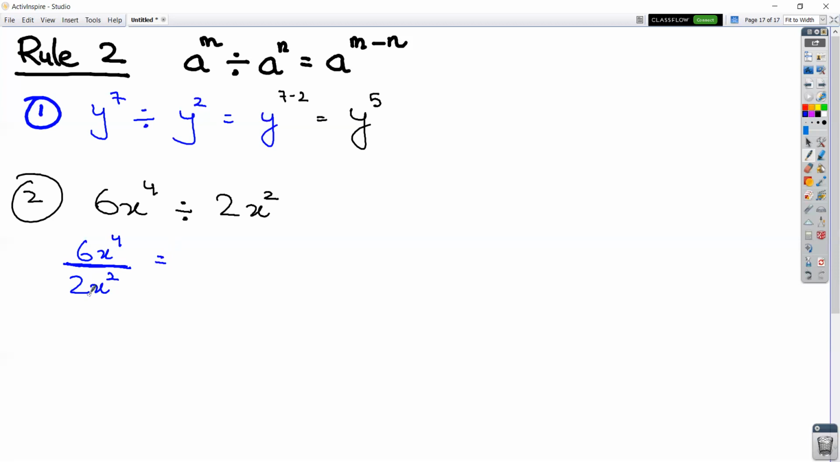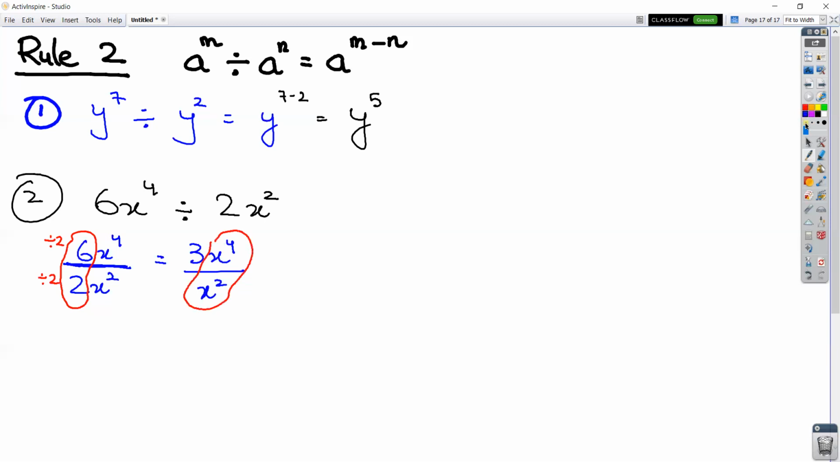To begin with the numbers, you see that 2 and 6 are the two numbers. Can you simplify them together? We know that 2 and 6 both go in the 2 times table. So you divide the top and the bottom by 2. When you divide the top and the bottom by 2, you would have 3 in the numerator with x power 4, and you'll have 1, which you don't need to write down, and there's x power 2 in the denominator. Now we have to simplify the variables.